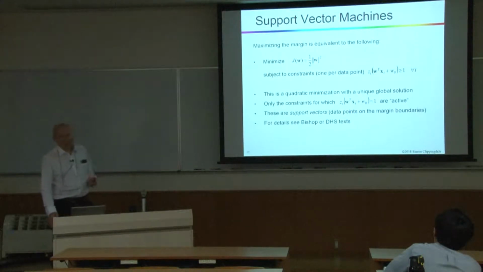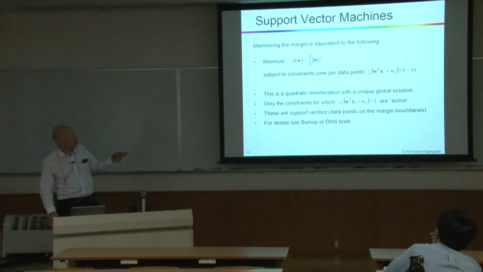Maximizing that margin turns out to be equivalent to minimizing this thing, which is just half the squared length of the weight vector, subject to these constraints. And there's one of these constraints for each data point i. And all these things must be greater than or equal to 1 for each i. Turns out this is a quadratic minimization. It has a unique global solution.